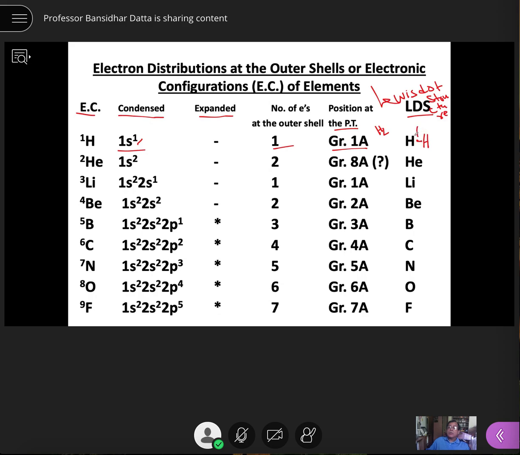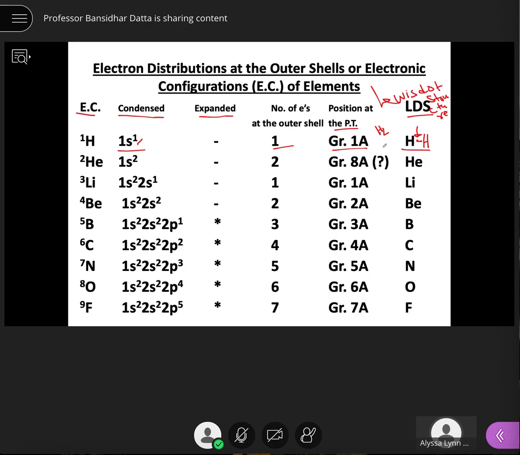Who can tell me the name of this bond? H bond H. Anyone? Do you know the name of the bond? Hydrogen bond. No. Very good guess though. It is a covalent bond. Covalent bond is the sharing of a pair of electrons. Sharing a pair of electrons is called covalent. C-O-V-A-L-E-N-T. Covalent bond. But it's a good guess though.